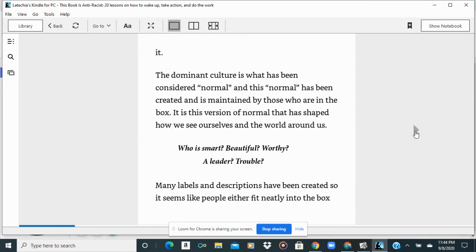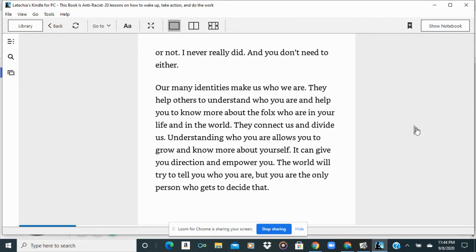The dominant culture is what has been considered normal, and this normal has been created and is maintained by those who are in the box. It is this version of normal that has shaped how we see ourselves and the world around us. Who is smart, beautiful, worthy, a leader, trouble? Many labels and descriptions have been created so it seems like people either fit neatly into the box or not. I never really did, and you don't need to either.